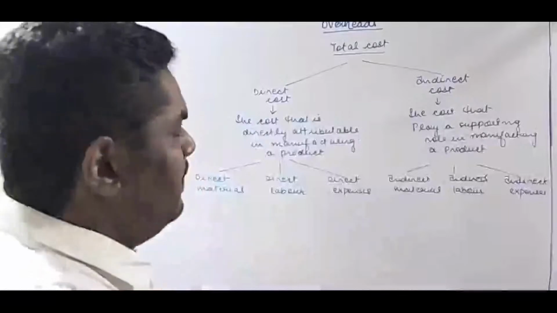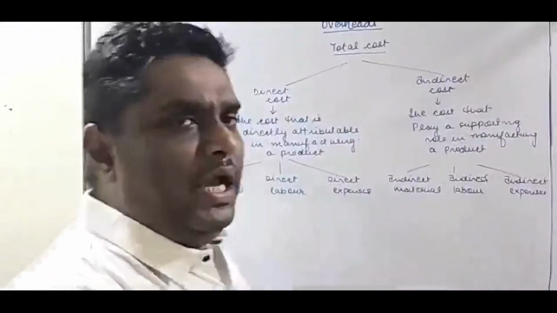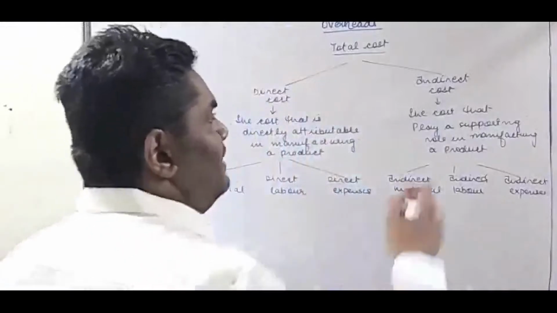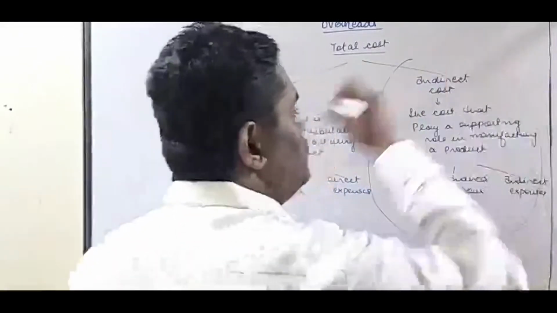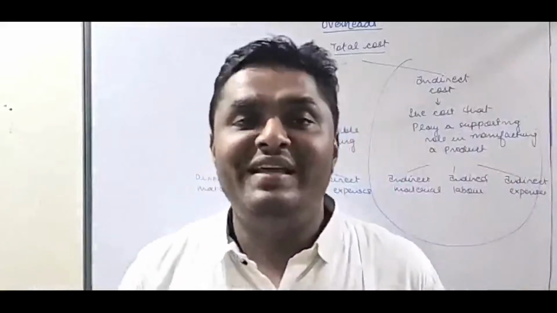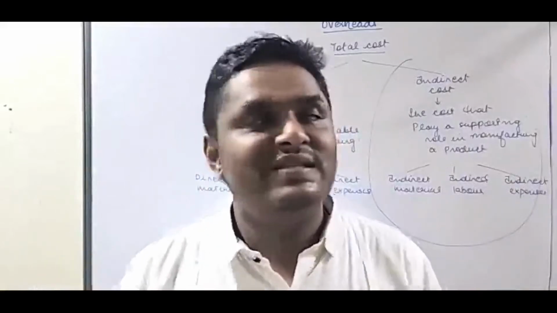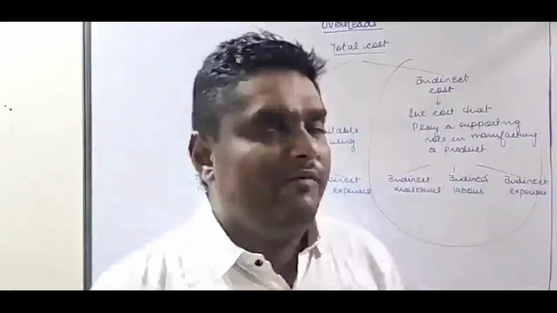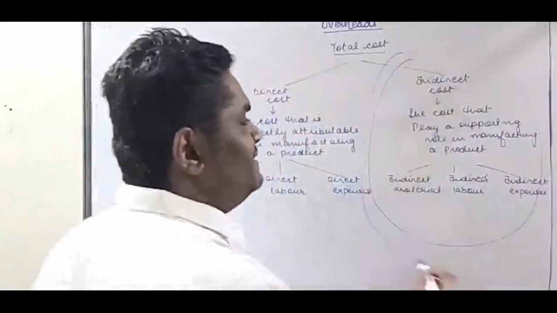So fine. Now, when talking about this chapter overhead, what is overheads? This indirect cost is what we call overhead. So what are overheads? The indirect cost. That is the total of indirect material, indirect labor, and indirect expenses. So when talking about this chapter, we'll be focusing only on this part, that is indirect cost.